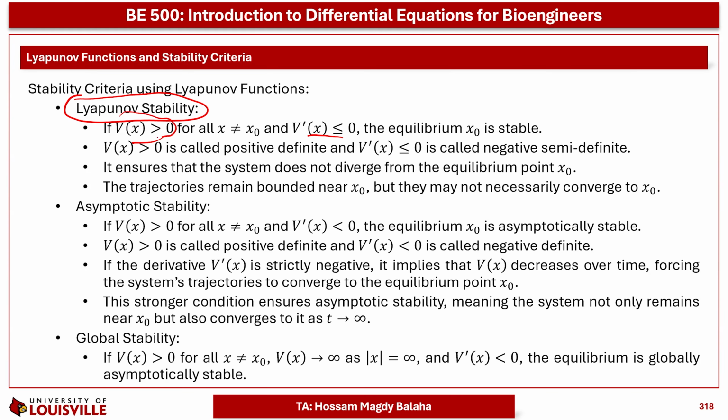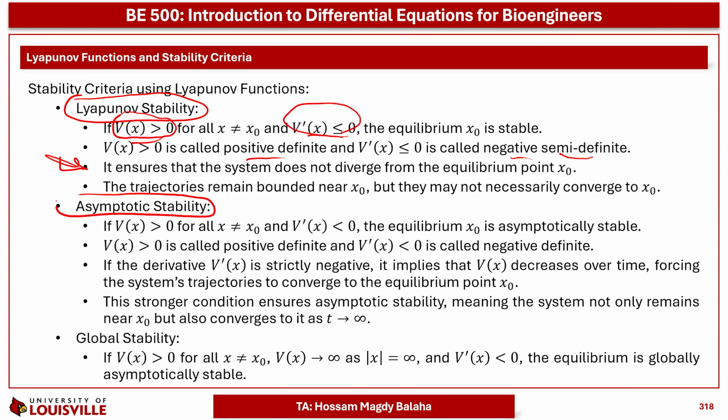Here, when you find something is above 0, v of x above 0, this is called positive definite. And if you find something like that with below than or equal, then you can say it's semi-definite. And if it's negative, then you will say negative semi-definite. So definite or semi-definite depends on if it's equal 0 or not. If it's equal 0, it's semi-definite, and if not equal 0, it's definite. Positive or negative depends on if it's higher or lower than 0. And Lyapunov stability ensures that the system doesn't diverge from the equilibrium point, and the trajectories remain bounded near that equilibrium point, but may not necessarily converge to it.